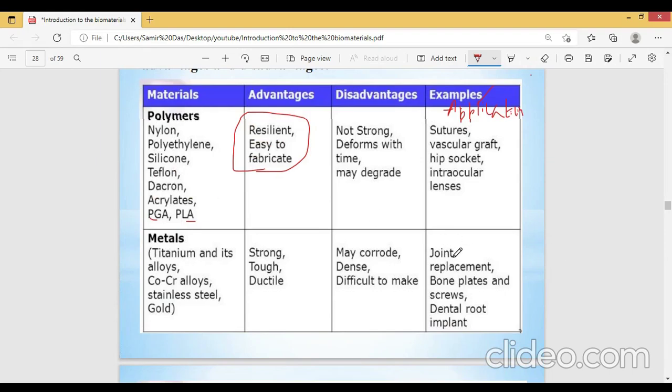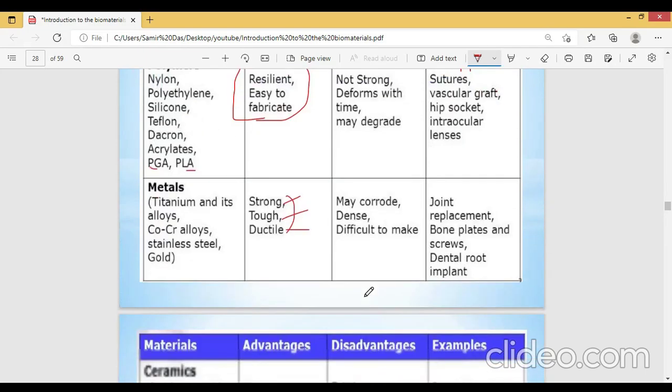So these are the main metal based biomaterials. Basically those are used for load bearing applications due to their strong strength and ductility. Their Young's modulus is higher, strength and ductility are better. But the disadvantage is they may corrode, dense and difficult to make.